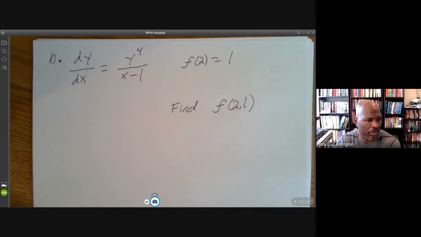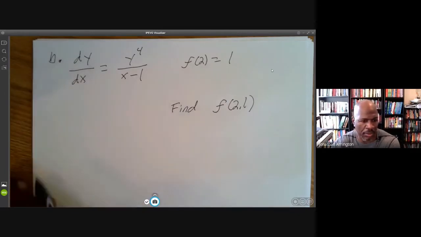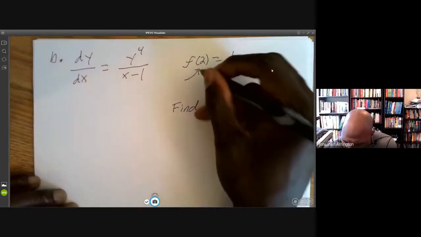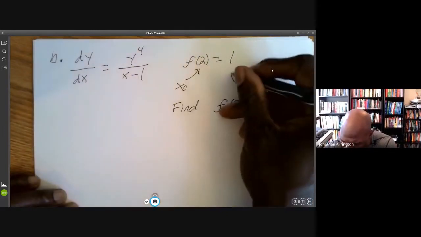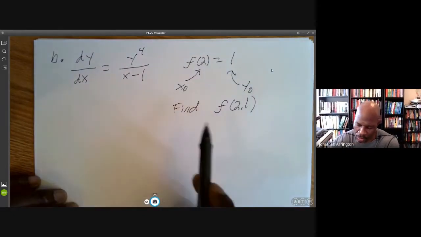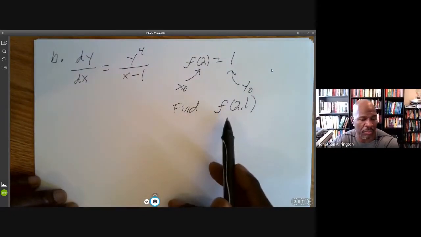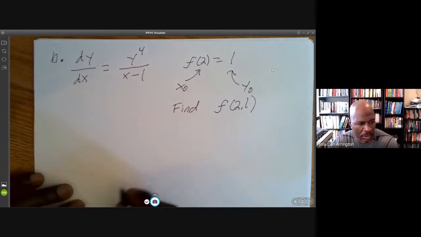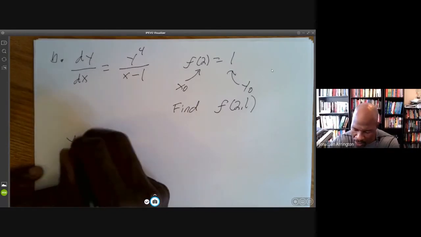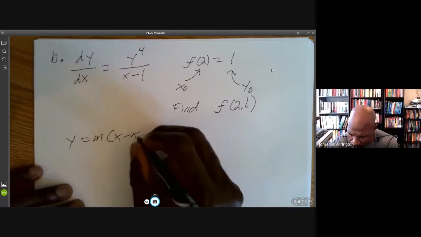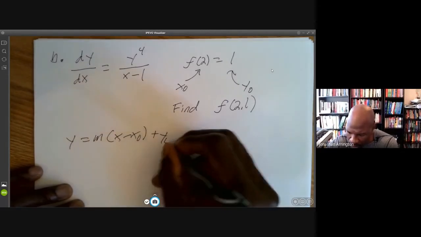All right, so this is our given problem. This is the differential equation for this particular problem. And this is our initial condition. So 2 is my x naught and 1 is my y naught. And they want me to approximate the value of f of 2.1. So again, we want to find the equation of the tangent line first. And that equation is y equals m times x minus x naught plus y naught.